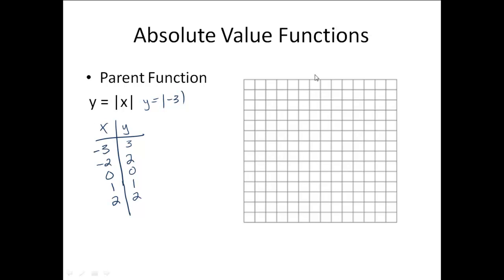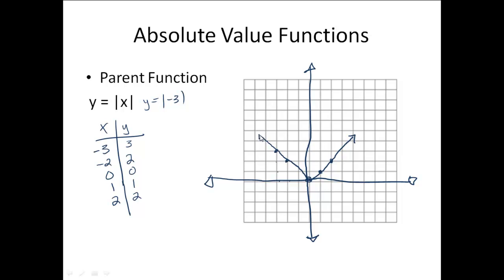So now we need to come over here to our graph and plot our points. Once you get your points plotted, you might be realizing that this probably doesn't look like any of the graphs you've done before. What's going to happen when we have an absolute value function is we are going to end up with a graph that has a resemblance to a V.